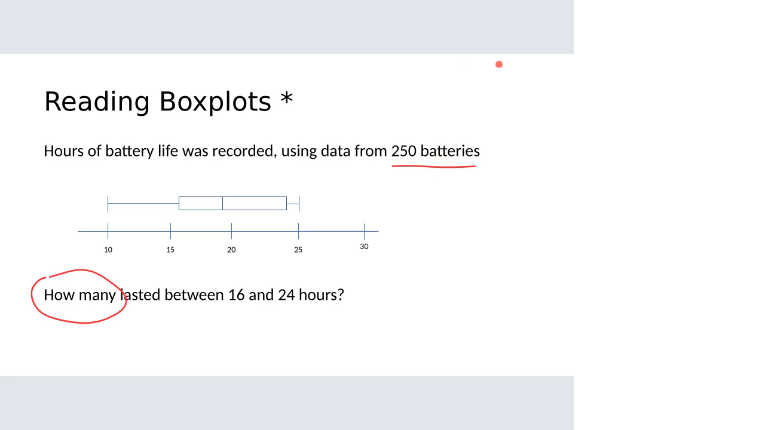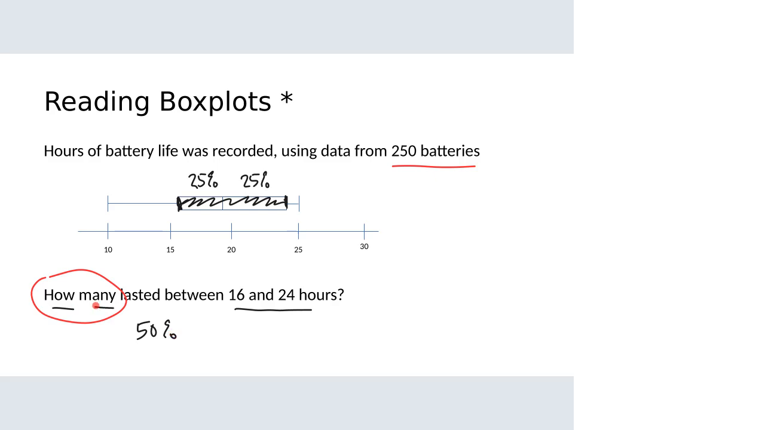Okay, so the question said, how many batteries lasted between 16 and 24 hours? So we find 16 and we find 24. Because this is a box plot, we know 25% of the data is here and 25% of the data is here. And so between 16 and 24 hours, that is 50% of the data. If the question had said what percent lasted between 16 and 24 hours, 50 would be correct here. But it didn't. It didn't say what percent.